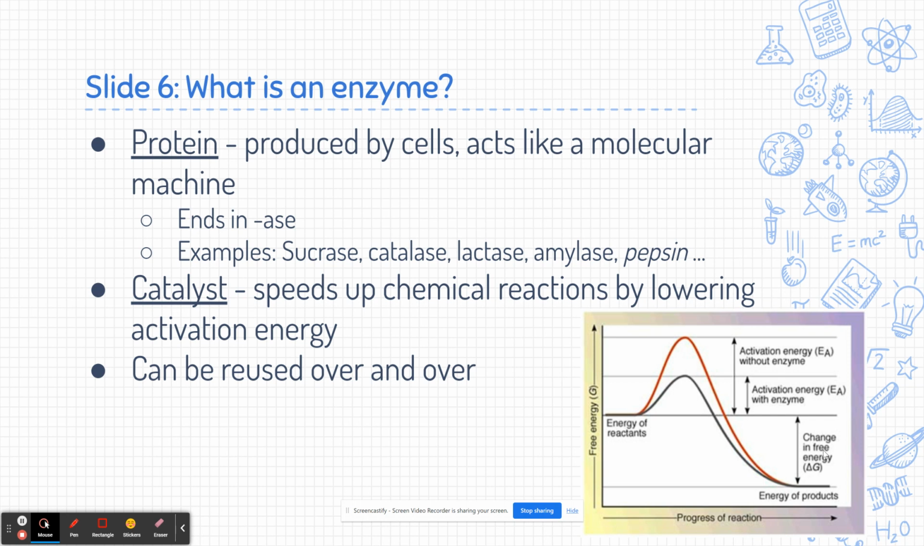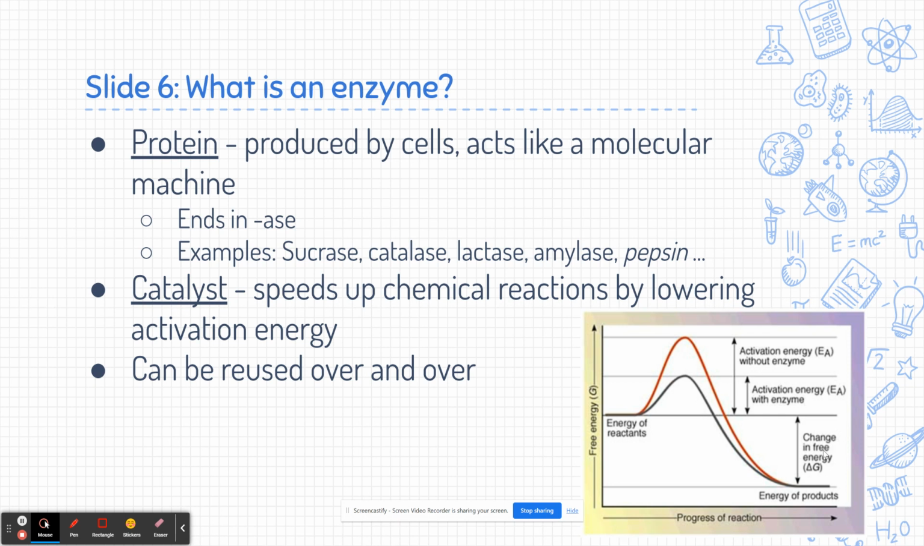Enzymes are one of those substances that require a specific pH in order to function correctly. Enzymes are an example of a protein that resides within cells, and for the most part, they all end in ASE or ACE, which makes them easy to identify. Some examples of enzymes are sucrase, catalase, lactase, amylase, and of course, there's always an exception, pepsin.